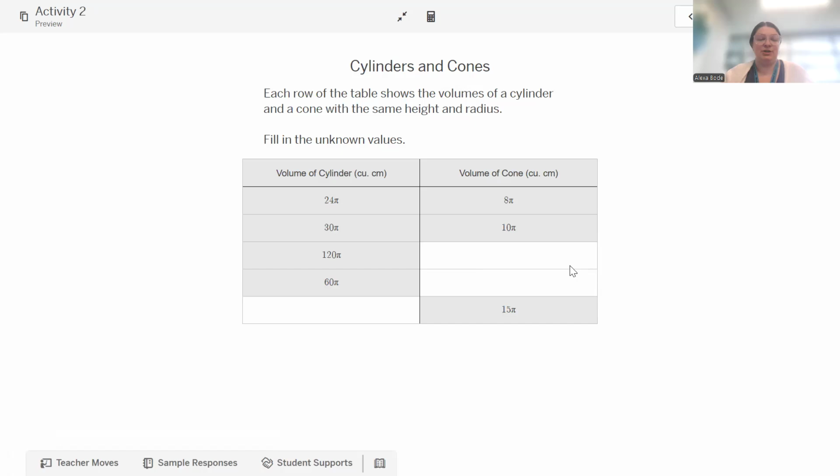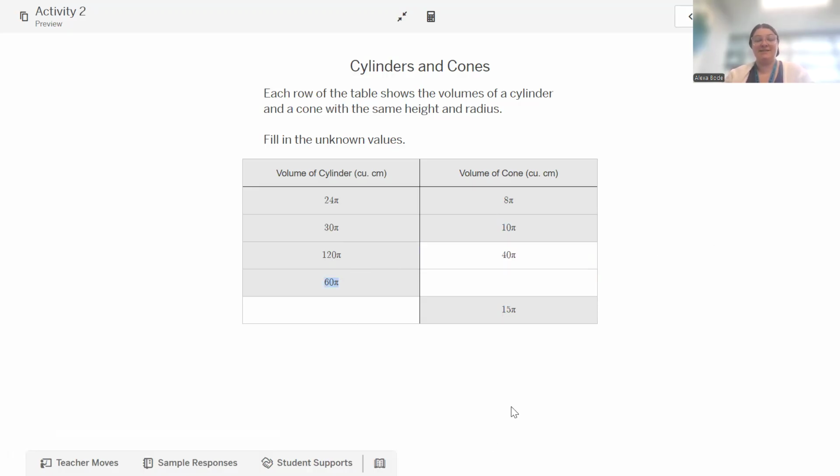Here are the two examples we just did: 24 pi down to 8 pi, 30 pi down to 10 pi. Here we have a cylinder with a volume of 120 pi. What would the volume of that cone be? If you did 1/3 of 120, so 120 divided by 3, you should have gotten 40 pi.